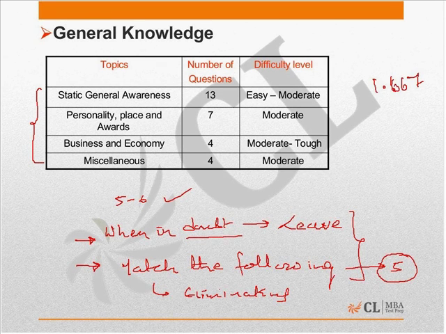Okay. So there is a variety in the kind of questions. Read each question and the choices. 100% sure of the answer, mark it. Not sure of the answer, leave it. Match the following is the key thing. Your target is to do about 5 to 6 questions correctly, and that will give you 2.5 marks, good enough to clear the cutoff.